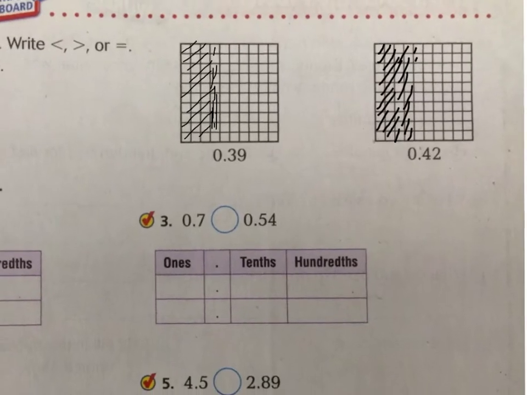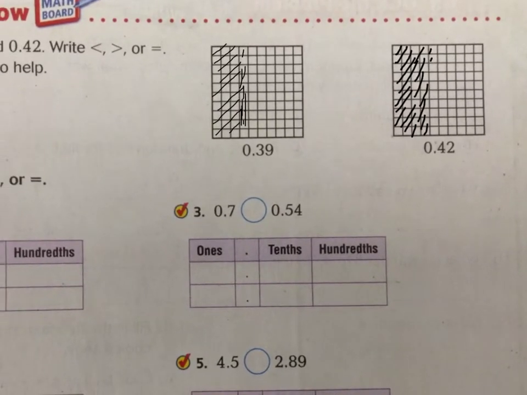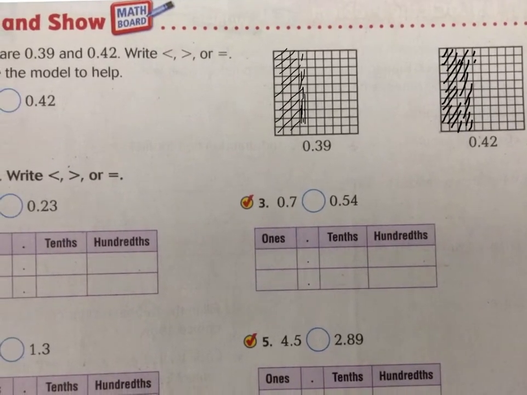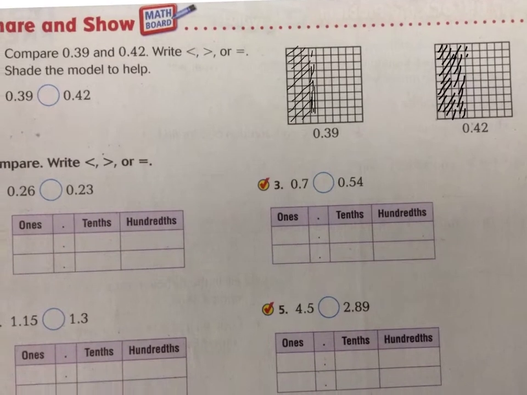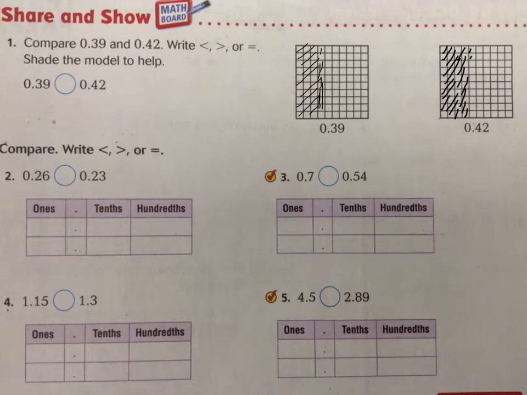The other way we can tell is that if you were to make those into fractions, you would have 42 hundredths and you would have 39 hundredths, and since they have the same denominator, the 42 hundredths would definitely be the larger decimal.